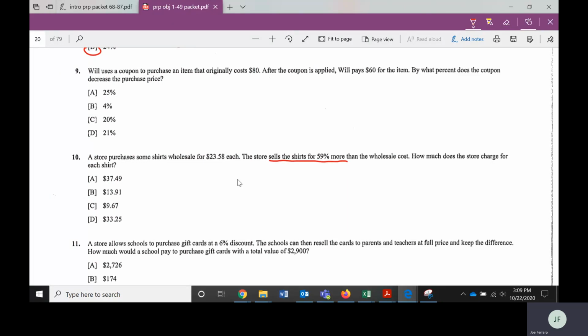Okay, so this would be like Walmart buying shirts from Hanes, and then they're selling them. Well, Walmart's going to sell them for more than what they bought them for, so they can make money. Okay, so we're going to take the $23.58. That's the amount they are buying them for. They are going to sell them for 59% more. So more means you're going to add some money to this. 59%, we move that over twice, is 0.59 times that price they bought them for.